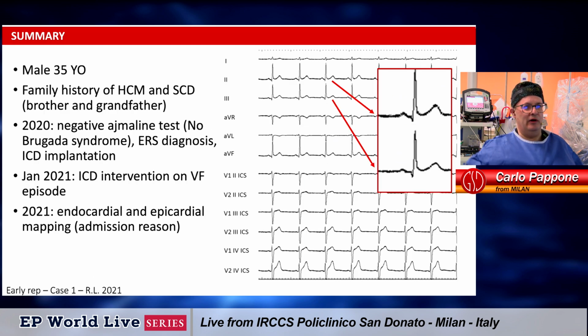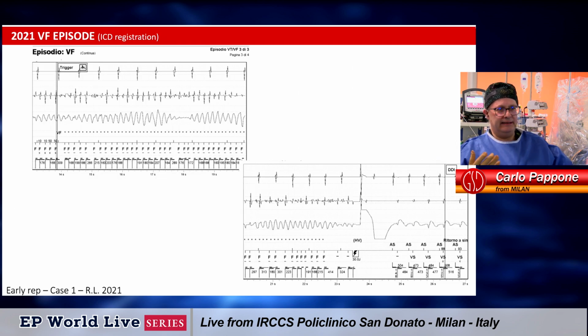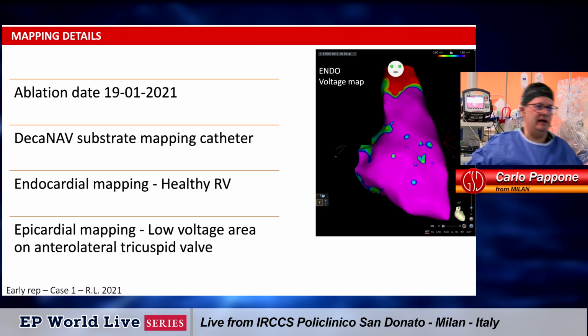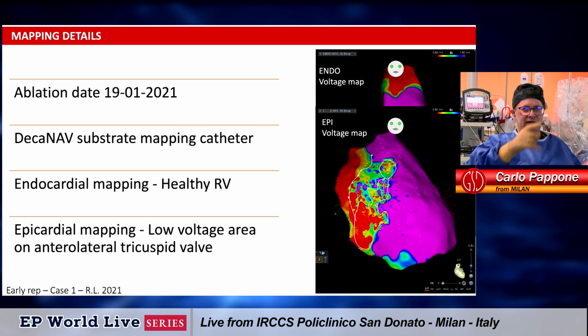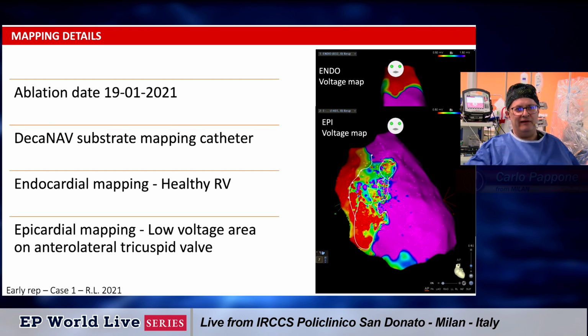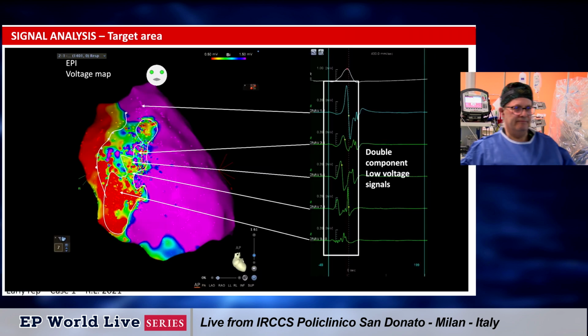This is an example of a patient we already treated. This is the documentation of ventricular fibrillation. It's not the patient today. You see the endocardium is very normal, but typically the tricuspid valve is very damaged with the presence of fibrosis. And our approach is the mapping and the documentation of double potentials and low voltage signals. So our type of map is a voltage map.